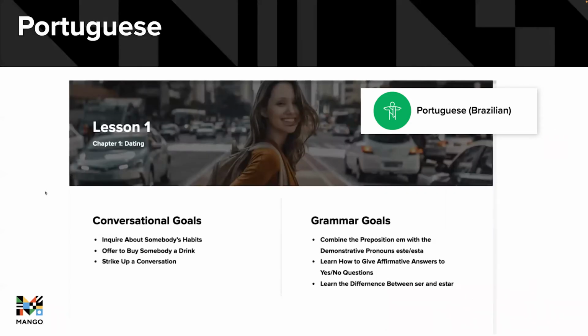So as I mentioned, we have those romance specialty courses for all of these languages. So some of the things that you can look forward to, some of the conversational goals in these romance language courses are how to inquire about someone's habits, offer to buy someone a drink, or just how to genuinely start up a conversation. So if you are interested in courting someone who happens to speak Portuguese, this course is a quick, fun, easy way to pick up a couple conversation tips.